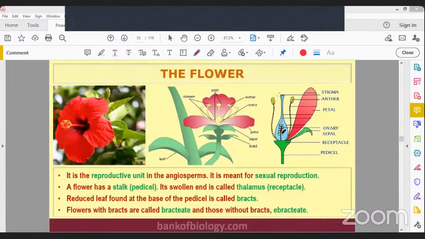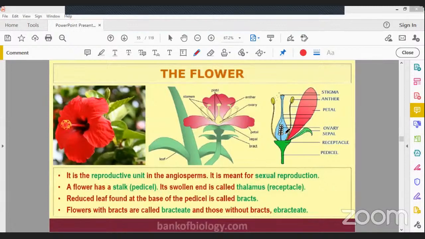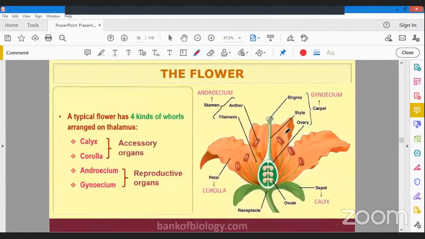Done. So take it down. The words bracteate and ebracteate help a lot when writing the floral formula and floral diagram. Okay, so take down: a flower will have four types of whorls. Calyx and corolla are also called accessory whorls or non-essential whorls, meaning it works with them or without them.